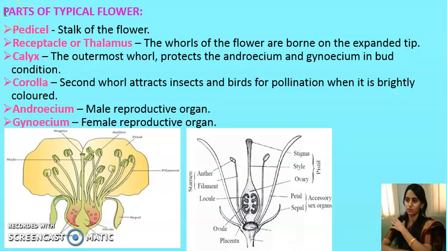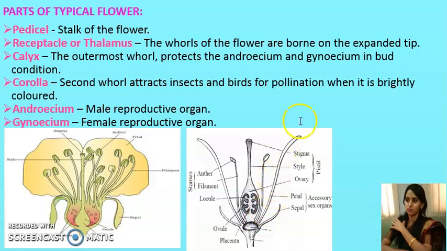Here is the detailed structure of various parts of the typical angiospermic flower. As I said, the stalk of the flower is known as pedicel. So this is the pedicel, and all the whorls, that is calyx, corolla, androecium and gynoecium, are placed at the tip of the pedicel, that is known as thalamus or receptacle. The outermost whorl is known as calyx, which protects the androecium and gynoecium when they are in bud condition. Then calyx is made up of sepals.